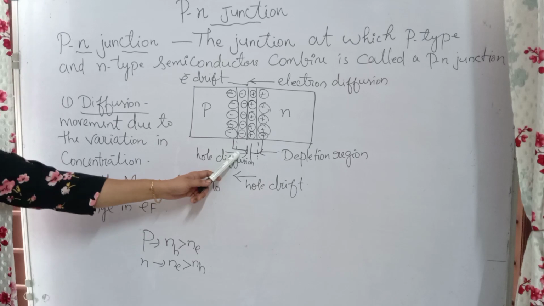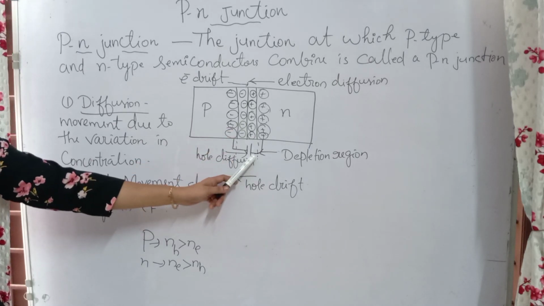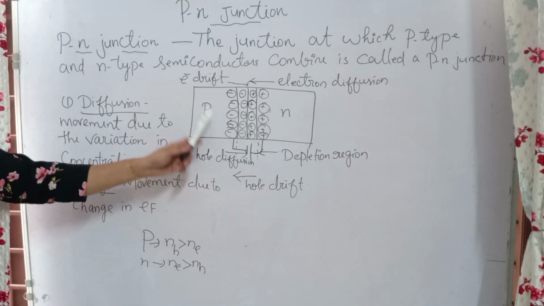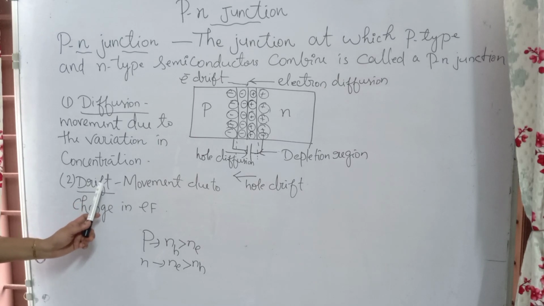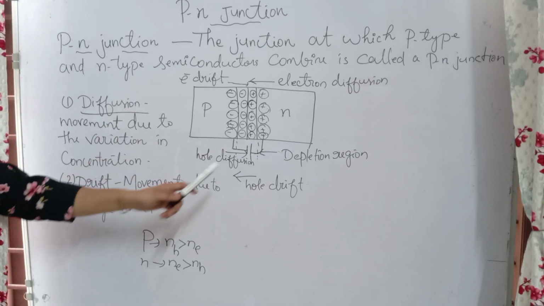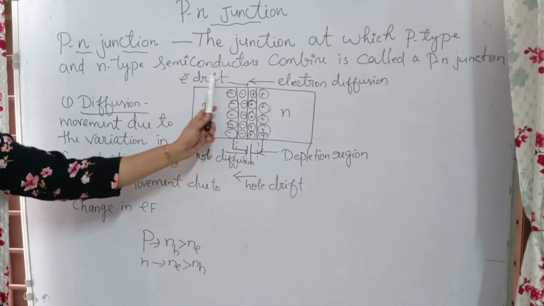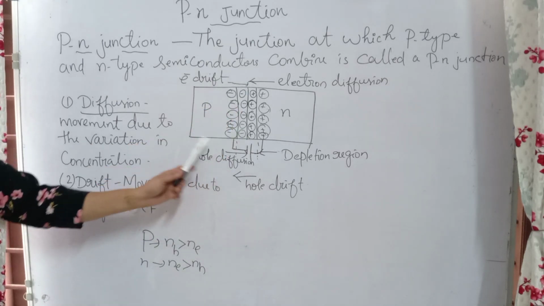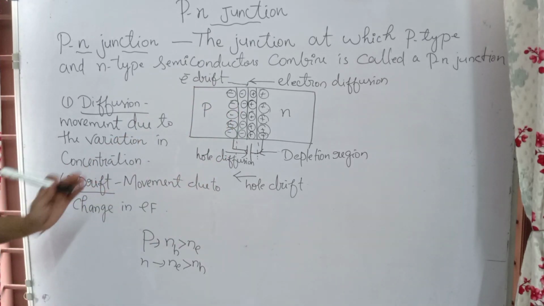So that means here we have negative charge and this is the positive charge. Okay, so due to minority charge carriers the drift current will be flowing. Hole drift is here and electron drift is shown here. That will be just opposite to the diffusion current.